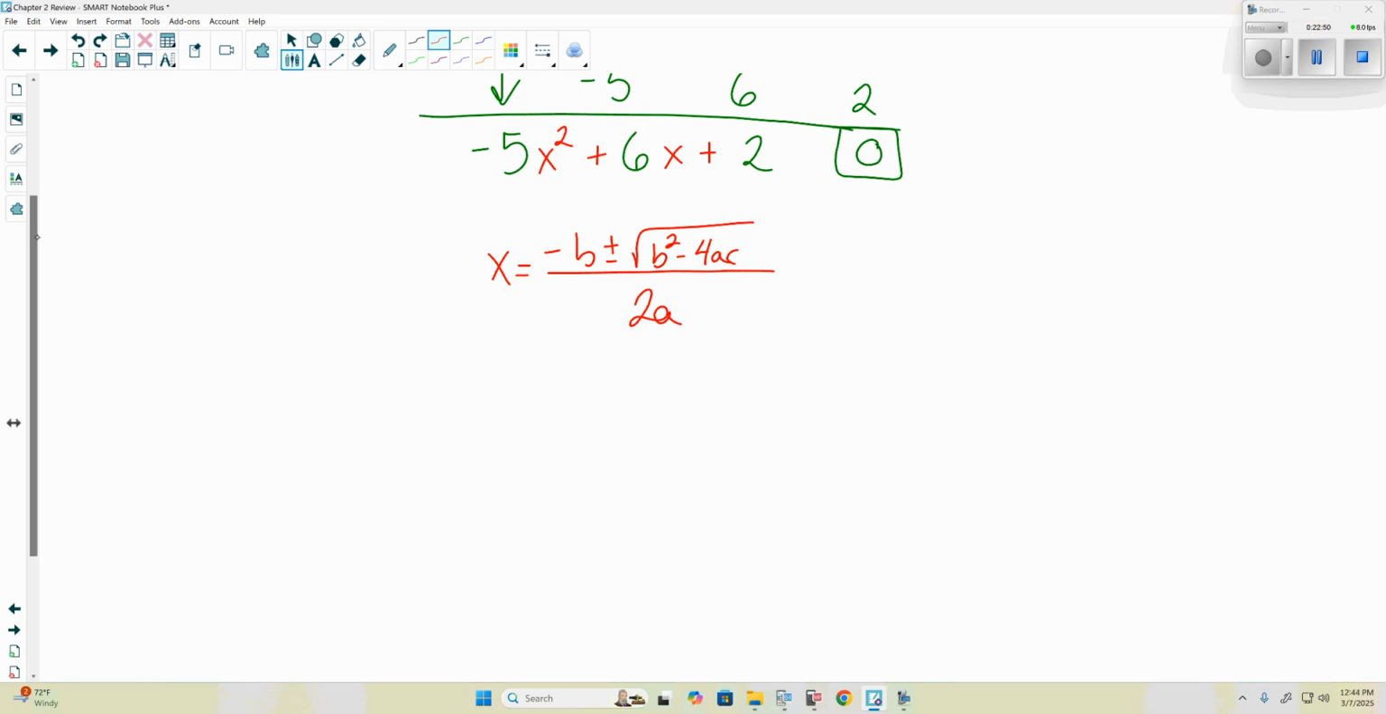So with a degree 3, we need to find 1. Degree 4, we need 2. Degree 5, we need 3. We can get it down to a quadratic and use the quadratic formula to solve the rest, as long as it's not factorable. And this is not going to be factorable.